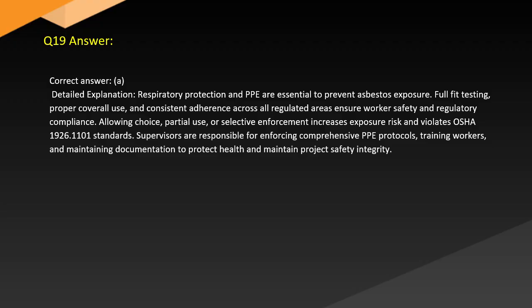Answer. Correct answer: A. Detailed explanation. Respiratory protection and PPE are essential to prevent asbestos exposure. Full fit testing, proper coverall use, and consistent adherence across all regulated areas ensure worker safety and regulatory compliance. Allowing choice, partial use, or selective enforcement increases exposure risk and violates OSHA 1926.1101 standards. Supervisors are responsible for enforcing comprehensive PPE protocols, training workers, and maintaining documentation to protect health and maintain project safety integrity.